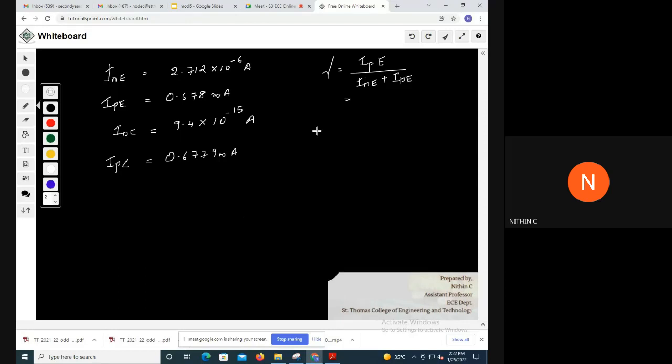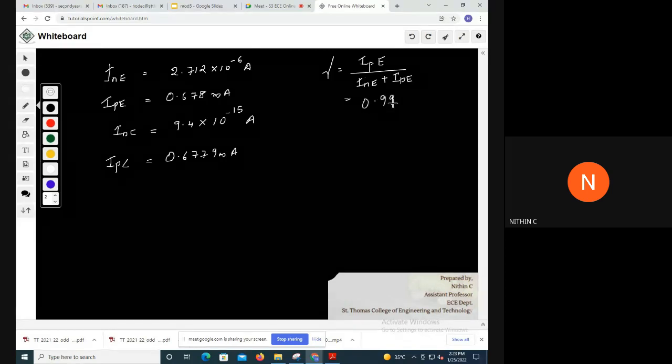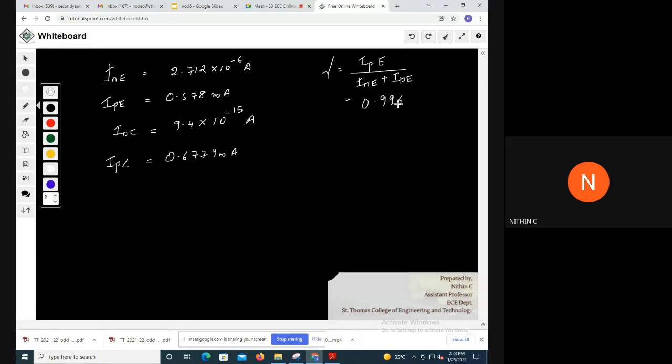what is the value of emitter injection efficiency? Not 1, it will not be correct. Some approximation is there. Yeah, 0.996 is correct. You need to take that value itself. Don't approximate that to 1. You need to write the exact value itself. It will be 0.996. What will be the unit?